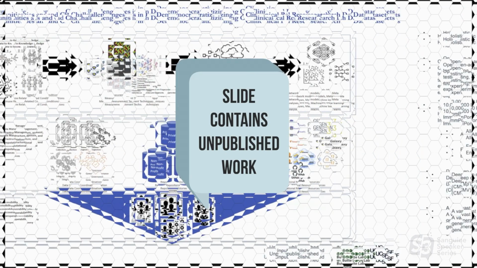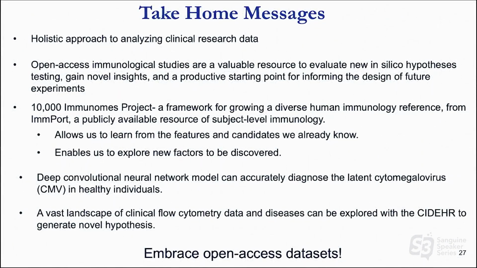I think I'll end here with the take-home message. I wanted to give you a flavor of a holistic approach to analyzing clinical research data. Open access immunological studies are a valuable resource to evaluate new in silico hypotheses, gaining novel insights. The 10,000 Immunomes Project is one of them. It's a framework for growing a diverse human immunology reference, which allows us to learn from the features and candidates that we already know, and it enables us to explore new factors to be discovered.